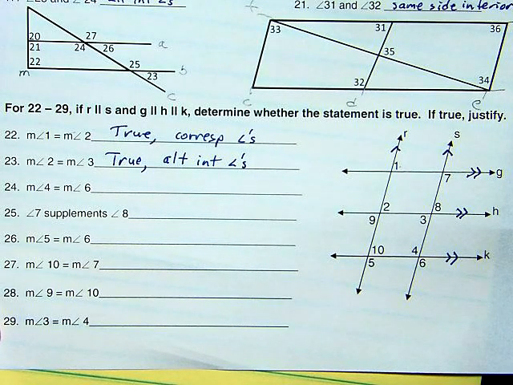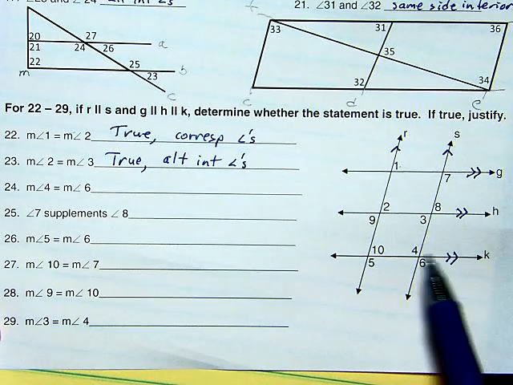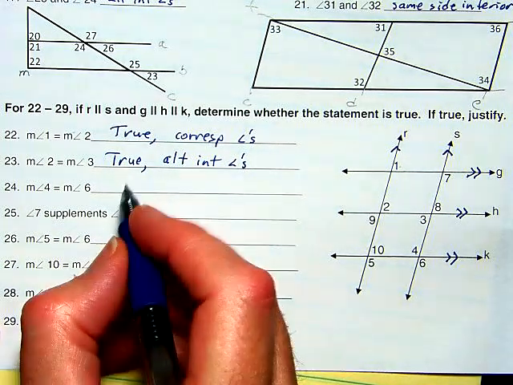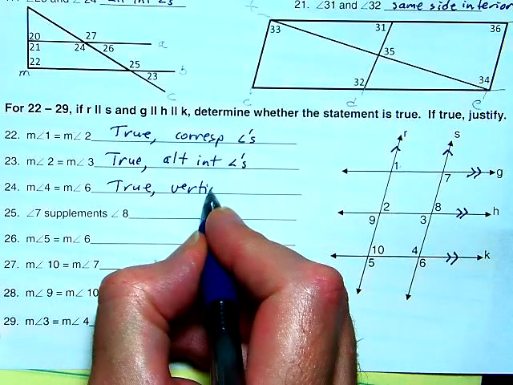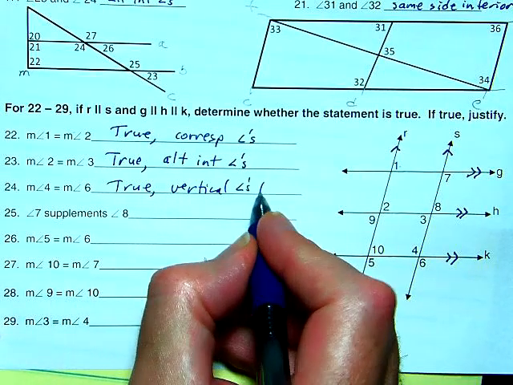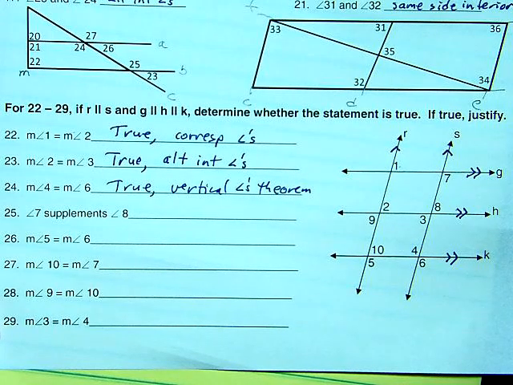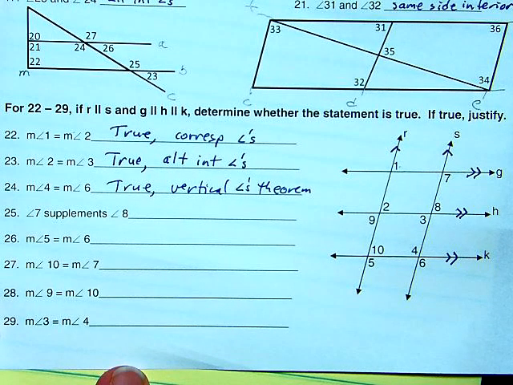Okay, let's look at problem 24. The measure of angle 4 is equal to the measure of angle 6. This is 4 and this is 6. I hope you see right away that's true because of the vertical angles theorem, which we will be proving in a few days. But we already know it. We know that vertical angles are congruent, that their measures are identical.